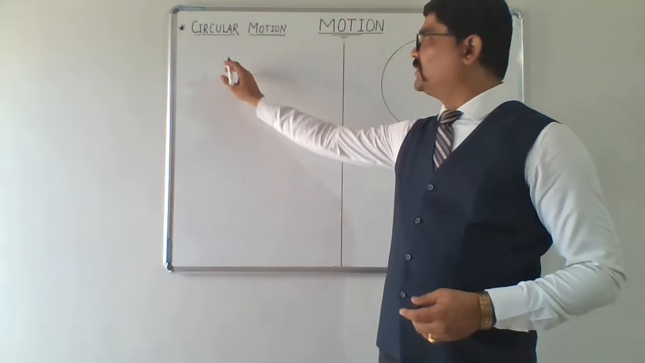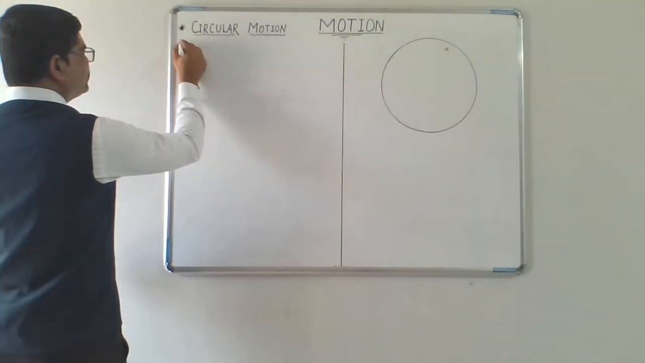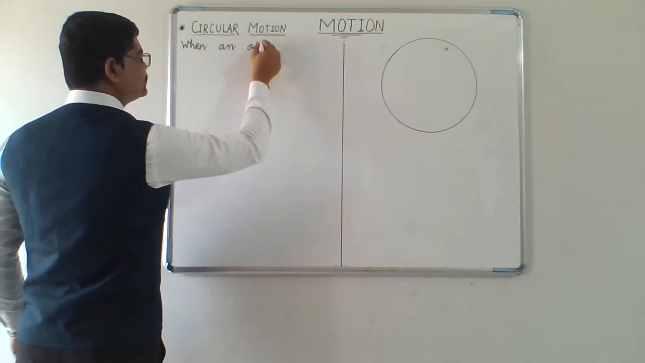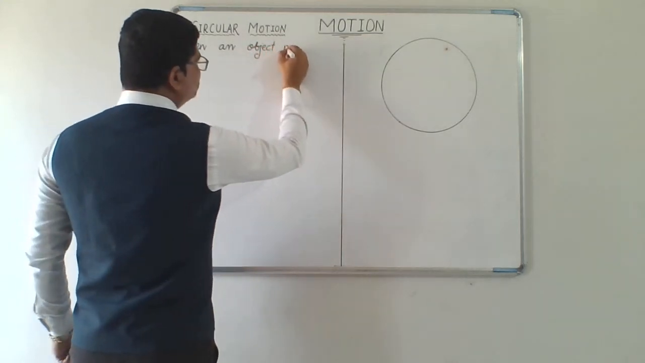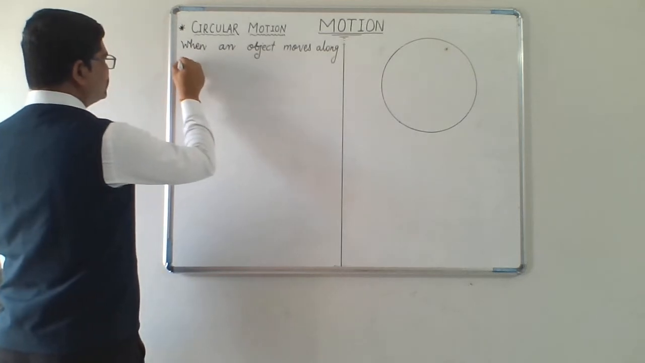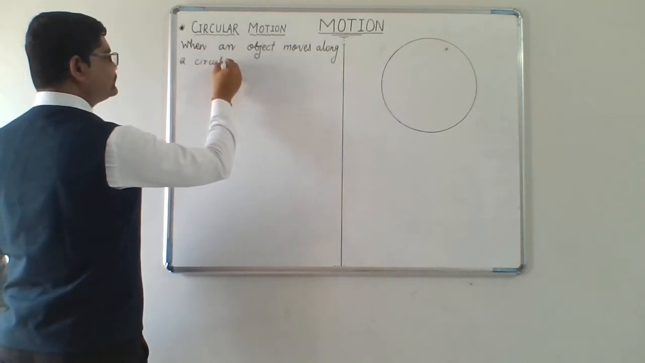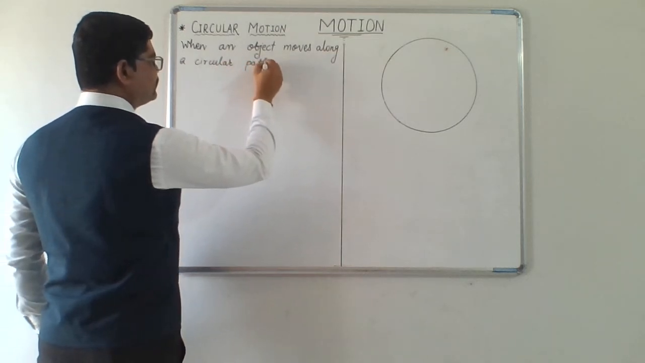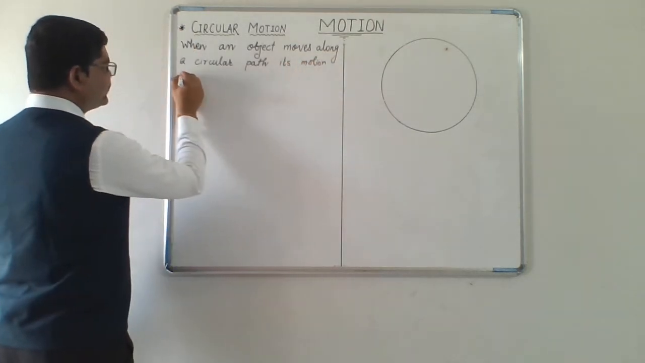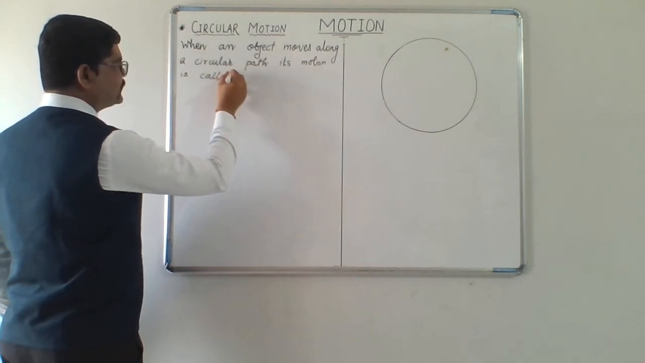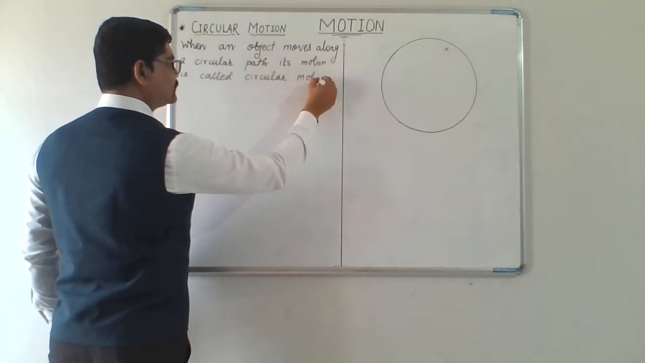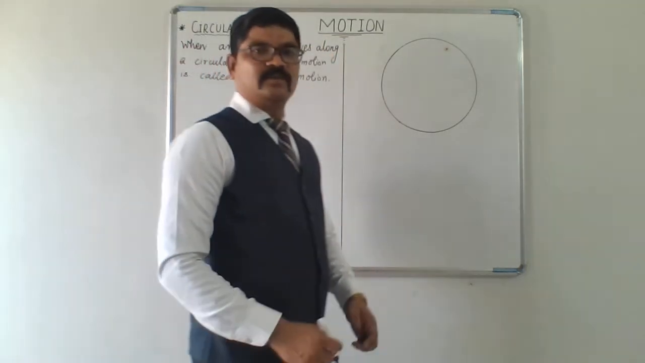So we will define circular motion. When an object moves along a circular path, its motion is called circular motion. Circular motion.